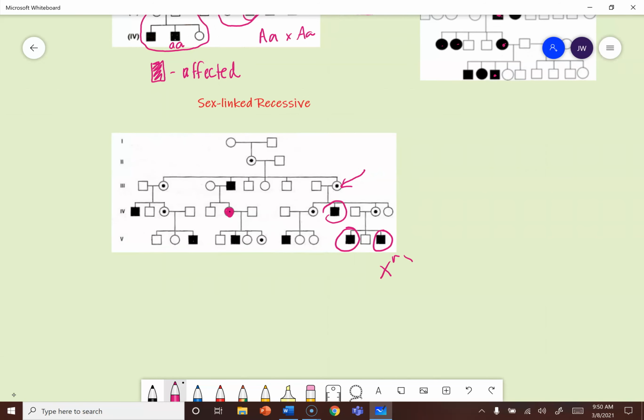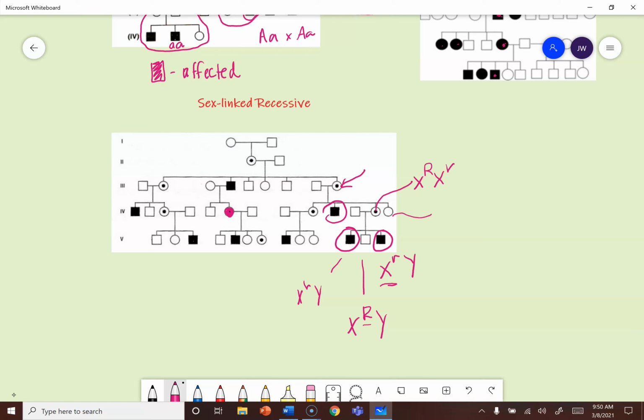This male here would be hemizygous recessive. That means they have only one X chromosome and it's recessive. The male in the middle here would have the dominant allele, and you know he has the dominant because there's only one allele and he's not affected. This one would be recessive. This female would have to be heterozygous because she does not have the disorder, but she does pass it on to her child.